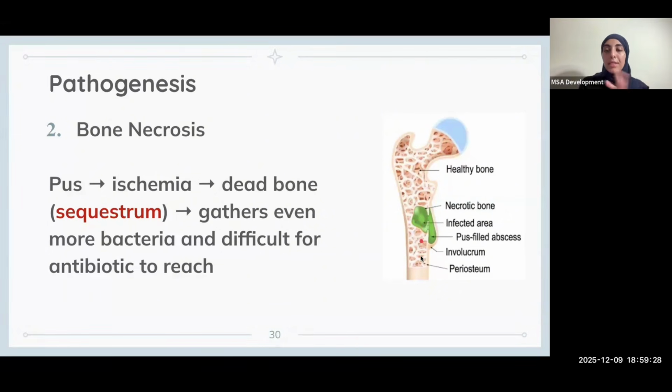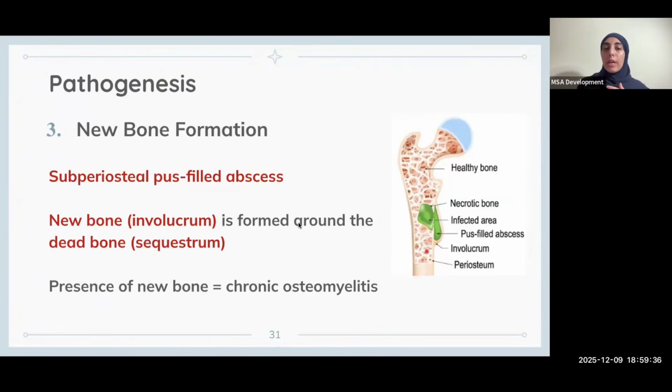Now, as a reactive process to the dead bone, the bone is going to start to form new bone. It's like, oh, we lost bone, let's make more bone. So now we're going to have new bone formation. If you see this area here that's forming new bone outside the normal bone structure, this is the new bone. Remember how we said that the dead bone is called sequestrum? The new bone is called involucrum. So dead bone is sequestrum, new bone is involucrum.